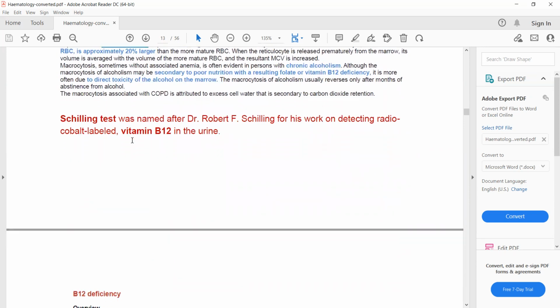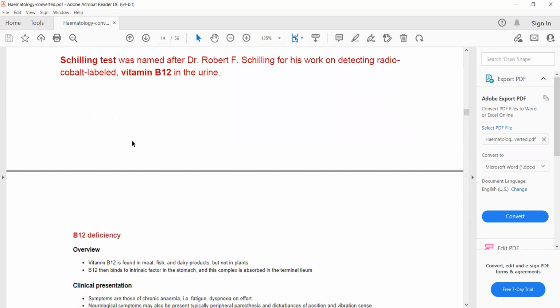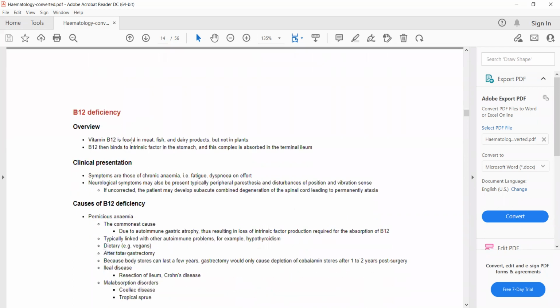The Schilling test is named after Dr. Robert F. Schilling for his work on detecting radioactive vitamin B12 in the urine.